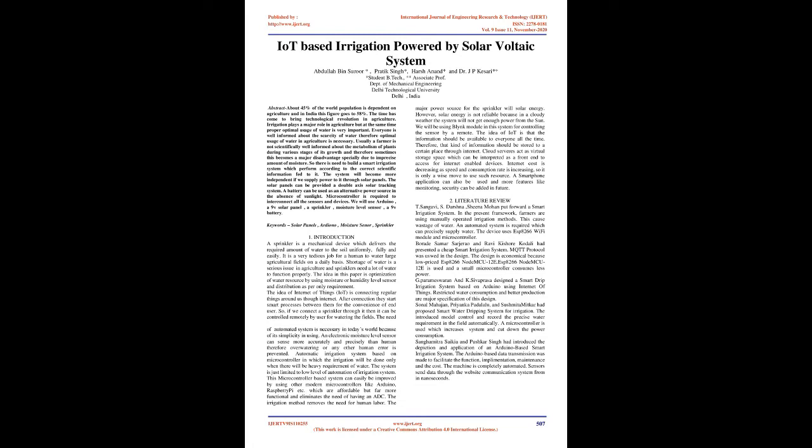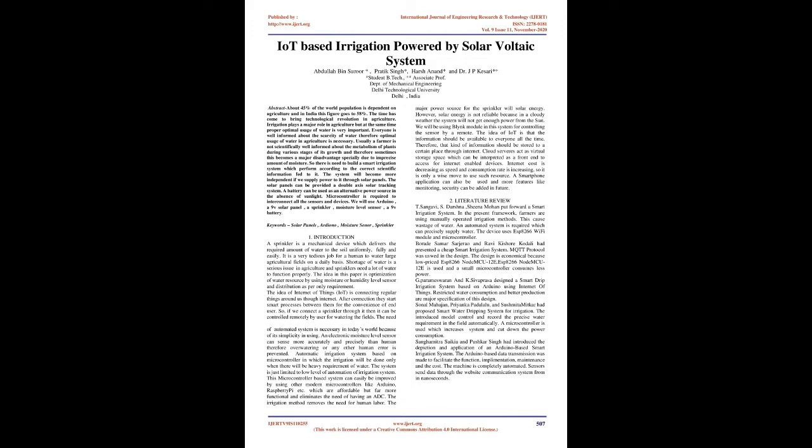So there is need to build a smart irrigation system which performs according to the correct scientific information fed to it. The system will become more independent if we supply power to it through solar panels. The solar panels can be provided a double-axis solar tracking system. A battery can be used as an alternative power source in the absence of sunlight.